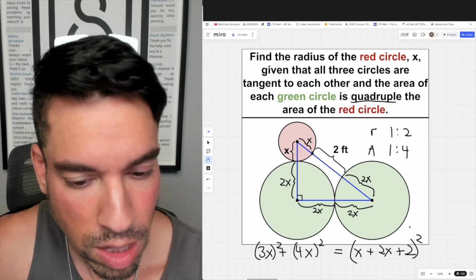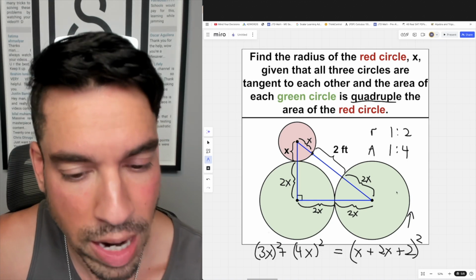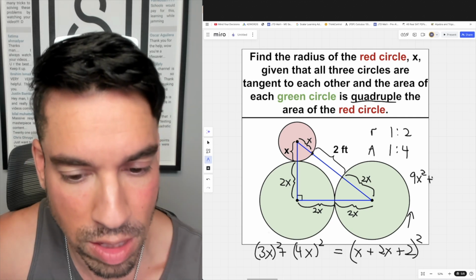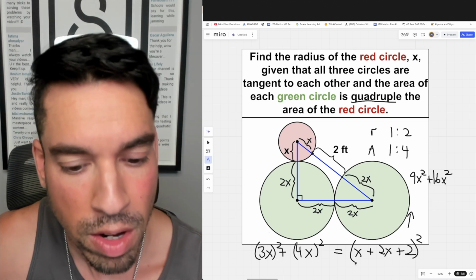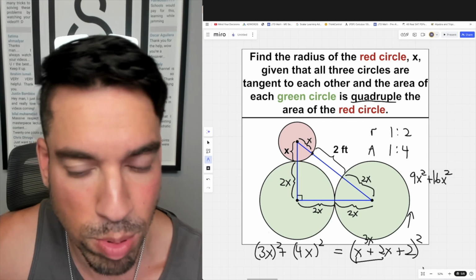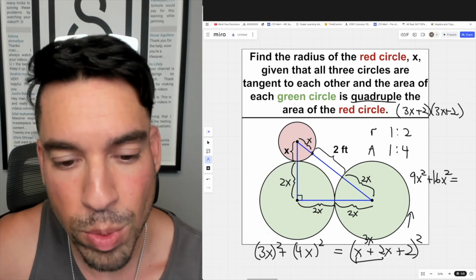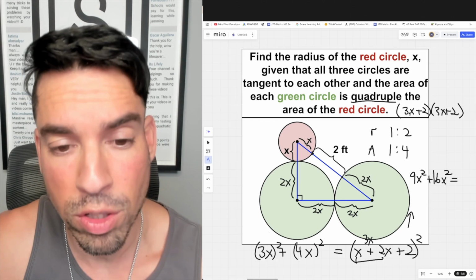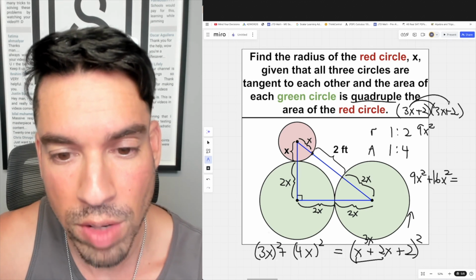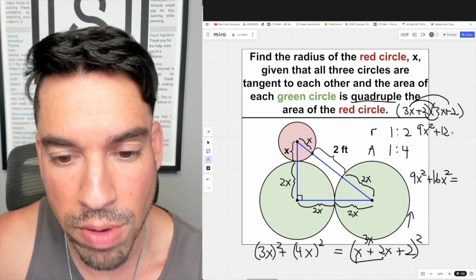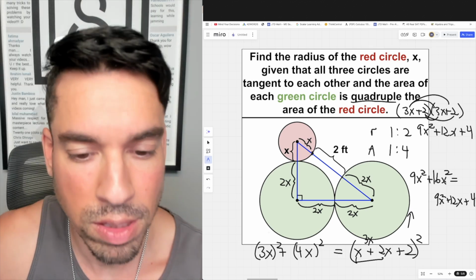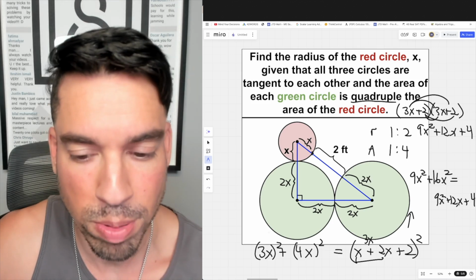Now, as we square these out, let's make some more room. 3x squared is 9x squared. 4x squared is going to be 16x squared. And then we can combine like terms, that's going to be 3x, right? So we got 3x plus 2 squared. And to simplify this, we got to FOIL it out. Again, 3x plus 2 squared is 3x plus 2 times 3x plus 2. So we got 9x squared. We've got 6x, that's 12x. And then we got 2 times 2, which is 4. So now we have 9x squared plus 16x squared equals 9x squared plus 12x plus 4.